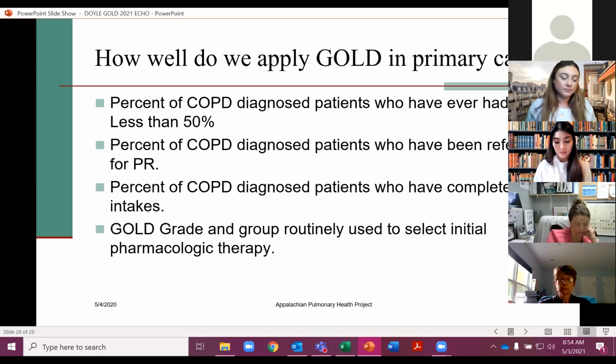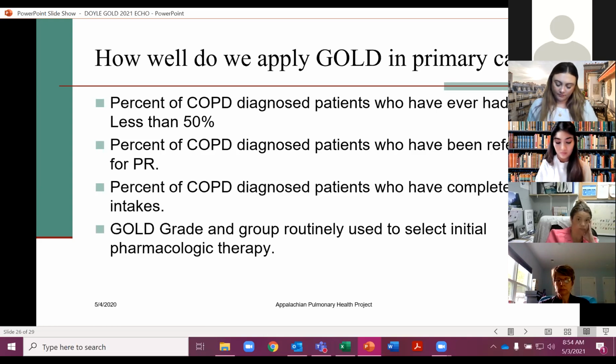And finally, almost to go back to my first slide, is the GOLD grade and group, which is that figure 2.4, chapter 2 in the GOLD guideline report. Are we getting our providers to routinely look at that and use it as the basis for treatment? So what I would like to propose to us as a network is to do a little audit once a year, or to do a chart review once a year.